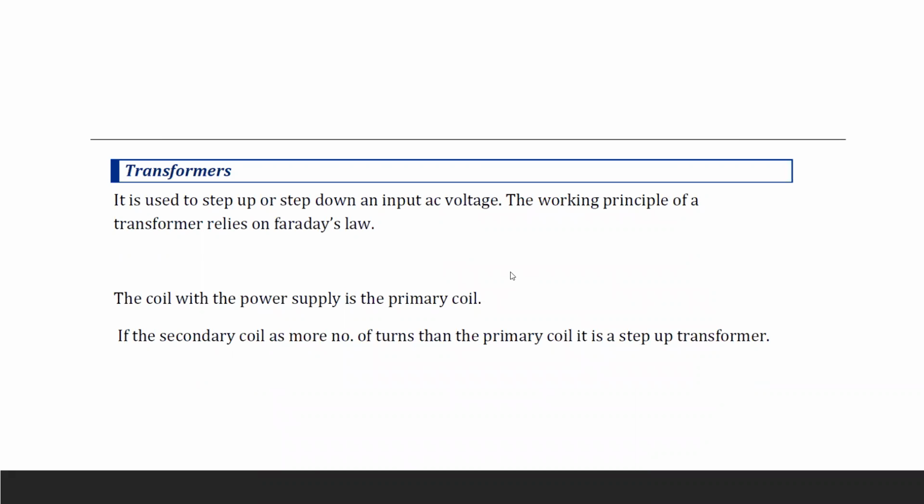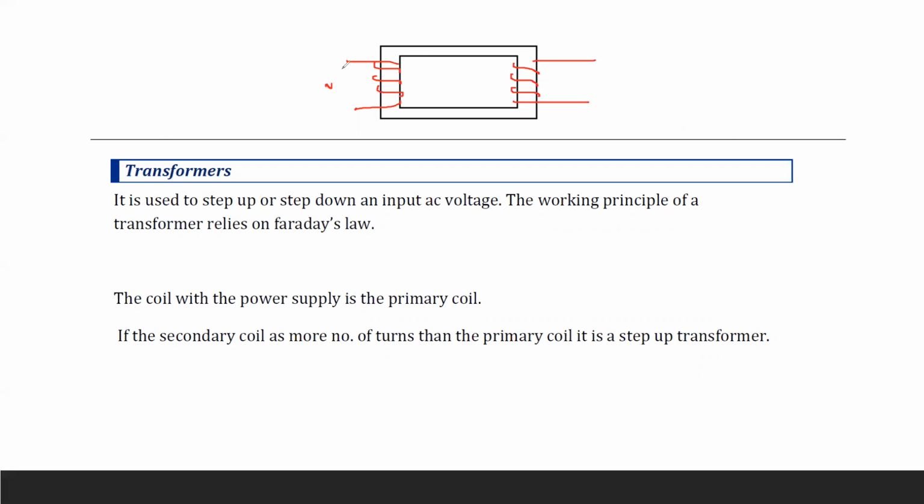Then the last topic, it's the transformer. Basically, a transformer consists of a soft iron core. The wire is turned around the soft iron core. The coil where we connect a supply, that's called a primary coil. And where there is no supply, that's known as a secondary coil.